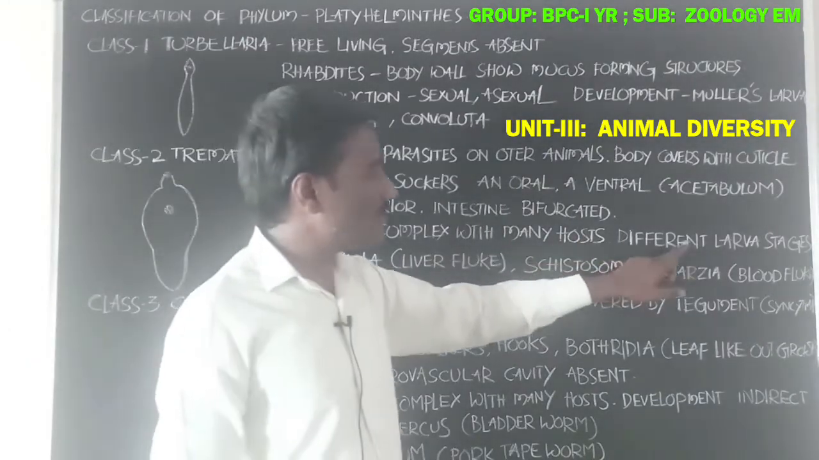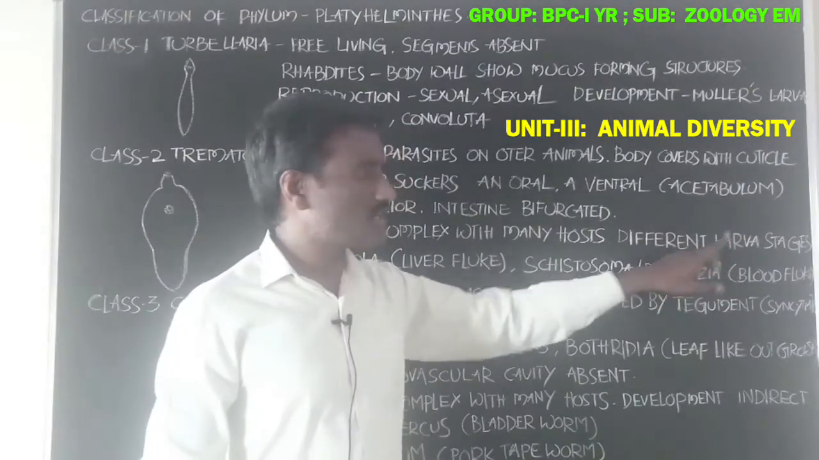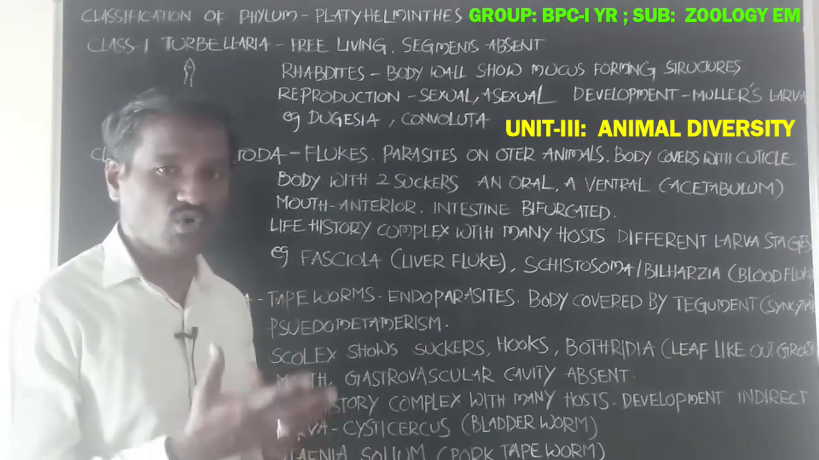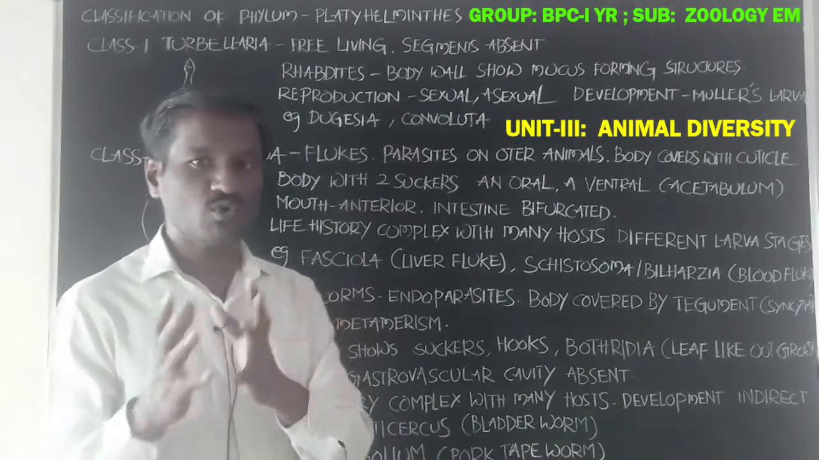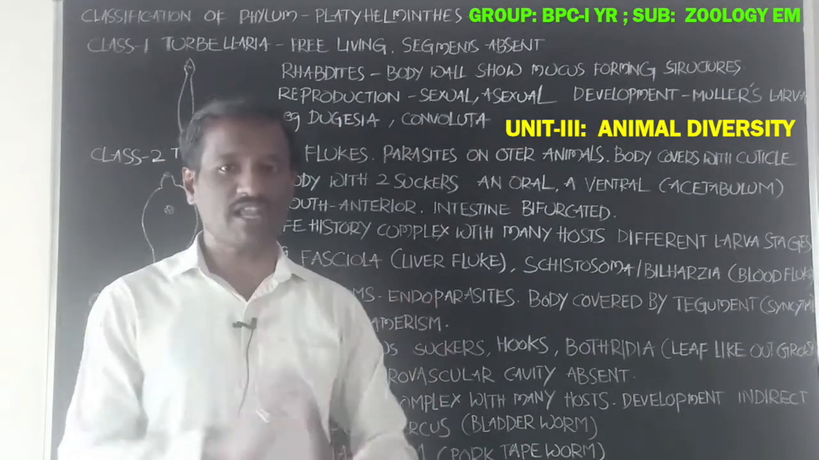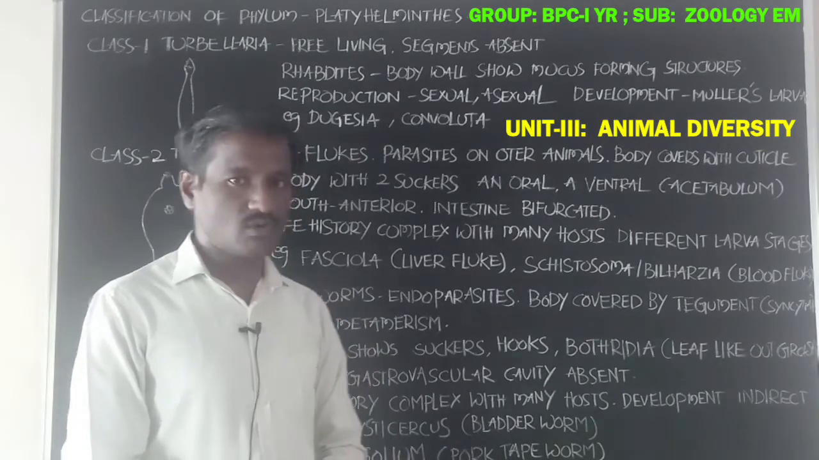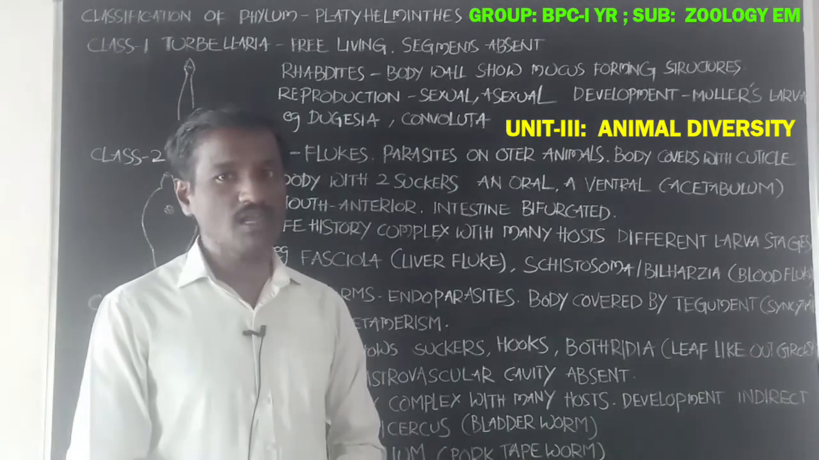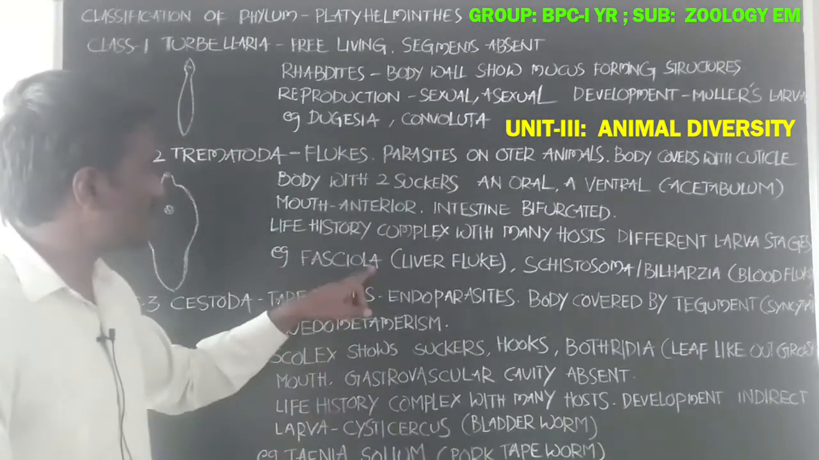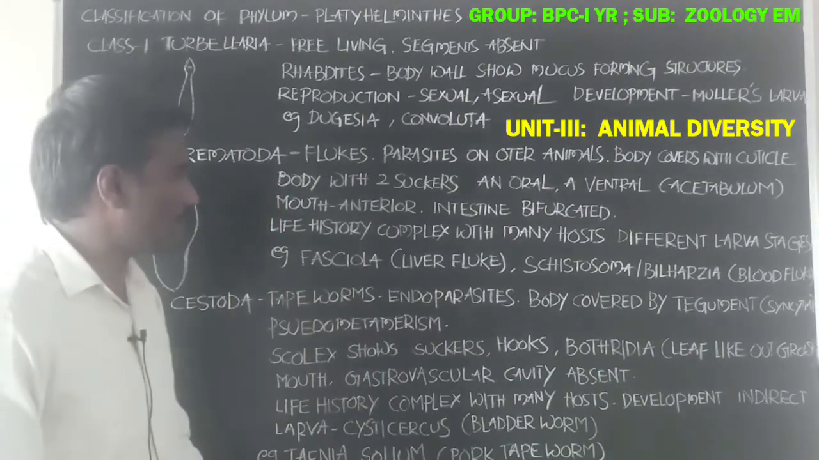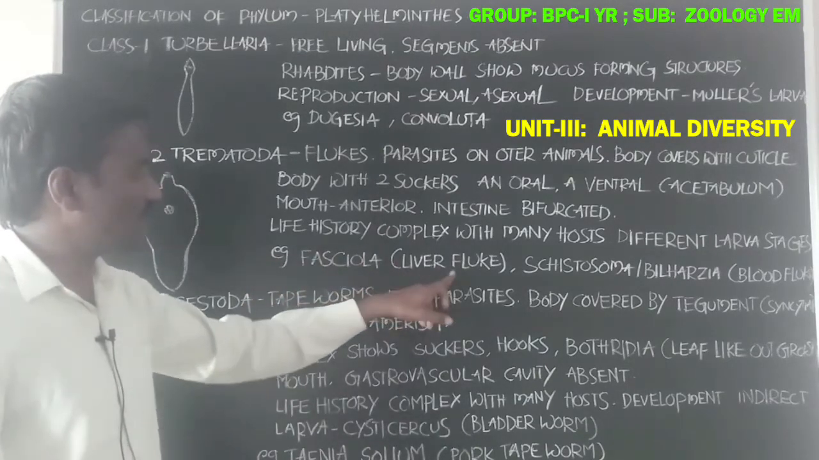Next, students, different larval stages. There are many larval stages in the development, like Miracidium, Sporocyst, Redia, Cercaria, Metacercaria. Metacercaria finally develops into the adult. This is also called polyembryony, shown by animals in class Trematoda. Students, example: Fasciola, liver fluke.